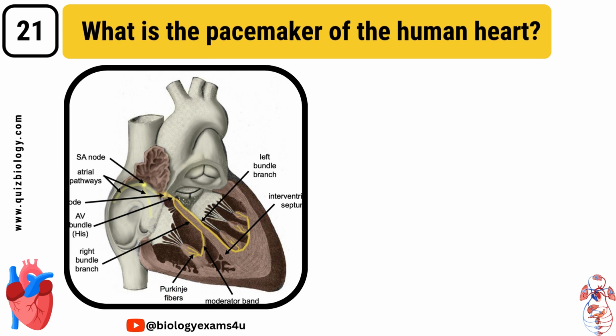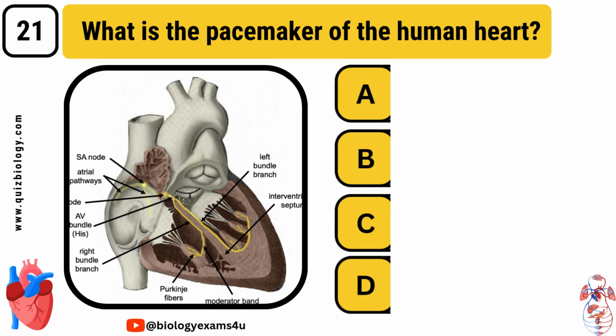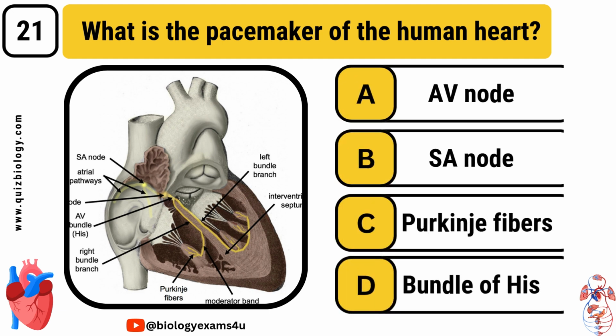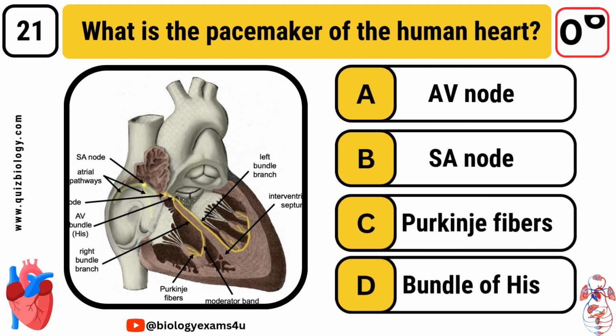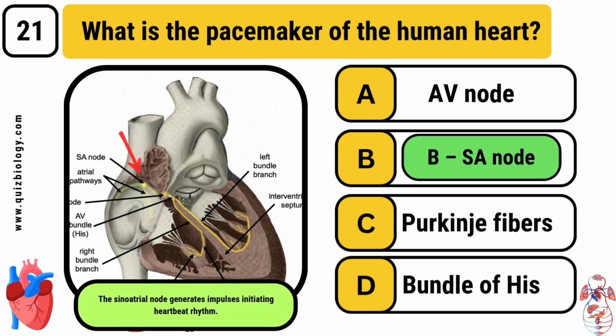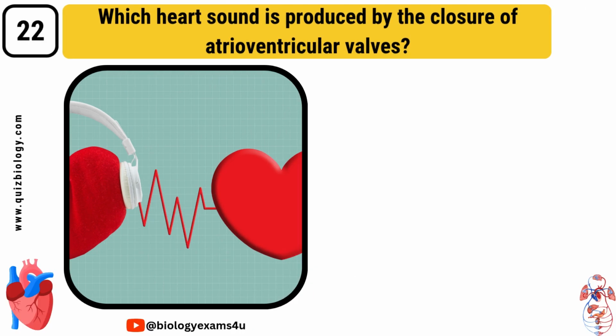What is the pacemaker of the human heart? AV node, SA node, Purkinje fibers, bundle of His. It is the sinoatrial node or SA node that generates impulses initiating heartbeat rhythm. This is the SA node.